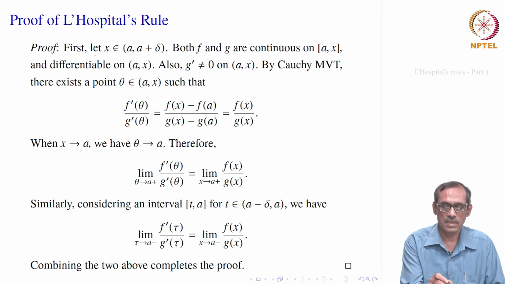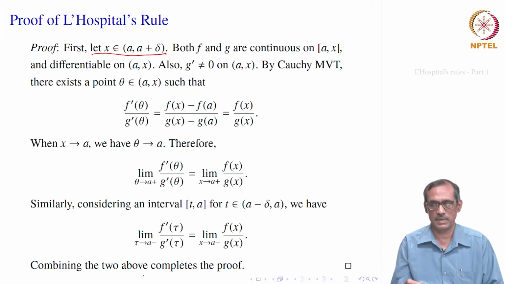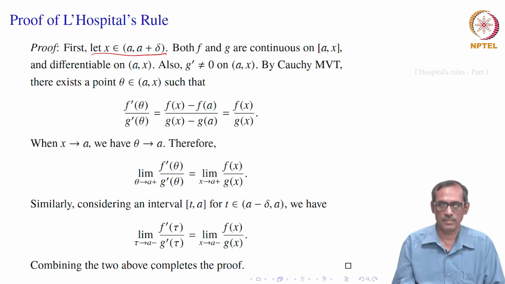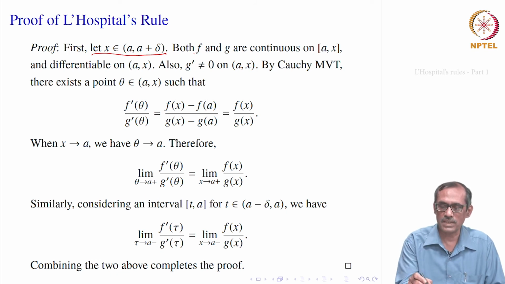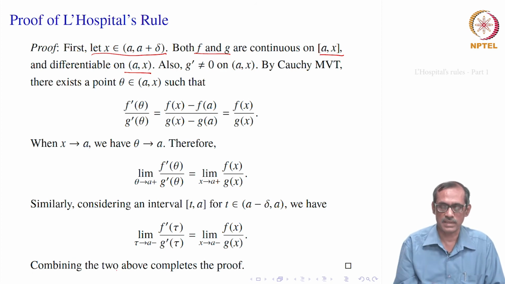Now, suppose x is any point inside (a, a+delta). Let us consider first one-sided limits, that will also be helpful later. Suppose you take any x between a and a+delta, that is x is bigger than a but smaller than a+delta. Now, both f and g are continuous on the closed interval [a, x], that is our assumption. It is continuous there and differentiable on (a, x). Now, g' is not equal to 0 on (a, x), that is also one of the assumptions.